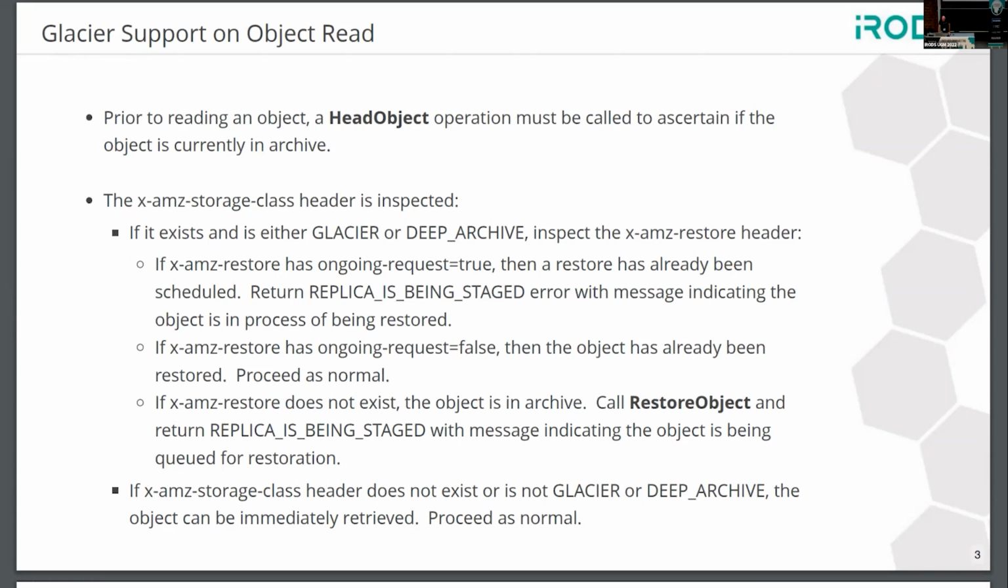If the XAMZ restore does not exist, then the object is in Glacier, so we have to do a restoration. And again, we will return an error, replica is being staged, with a slightly different message saying that we're queuing up restoration for the object. Finally, if the XAMZ storage class header does not exist, we will assume that it's not in Glacier and we will just proceed normally.